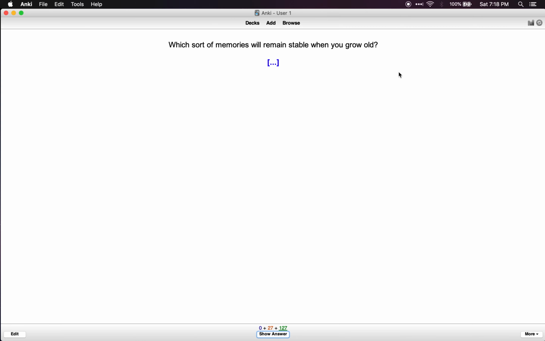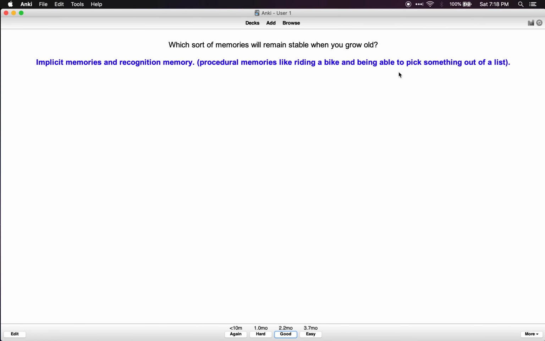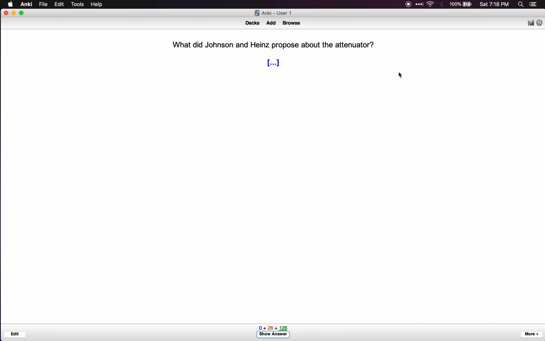What sort of memories will remain stable when you grow old? Implicit recognition memory, like riding a bike and being able to pick something out of a list. What did Johnson and Hayes propose about the attenuator?